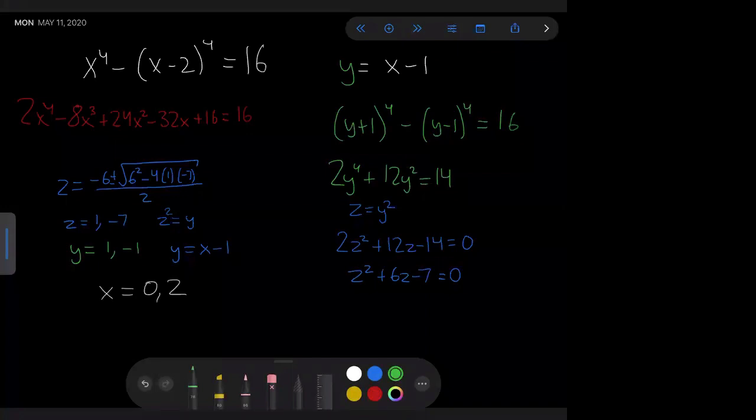But let's check this real quick. 2 to the fourth minus 2 minus 2 to the fourth is equal to 16. Well, 16 minus 0 is 16, so that's pretty nice. So we know that 2 definitely works. 0 to the fourth minus negative 2 to the fourth. Well, that does not equal 16.